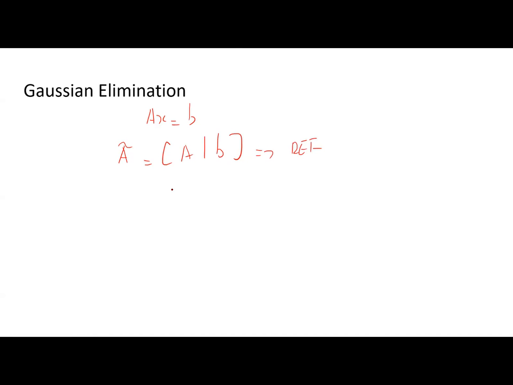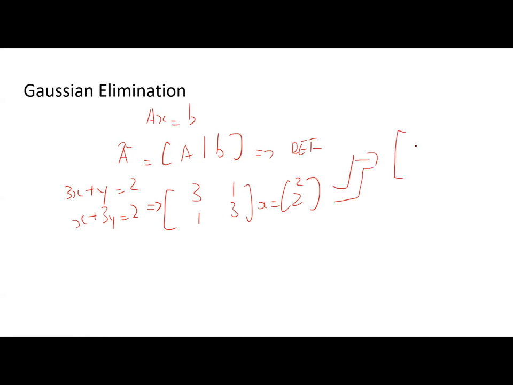For example, let's take the original example. The matrix [3, 1; 1, 3] times x equals [2, 2]. This corresponds to 3x plus y equals 2, x plus 3y equals 2. And we make an augmented matrix like this: [3, 1, 2; 1, 3, 2]. And then we make it a row echelon form.